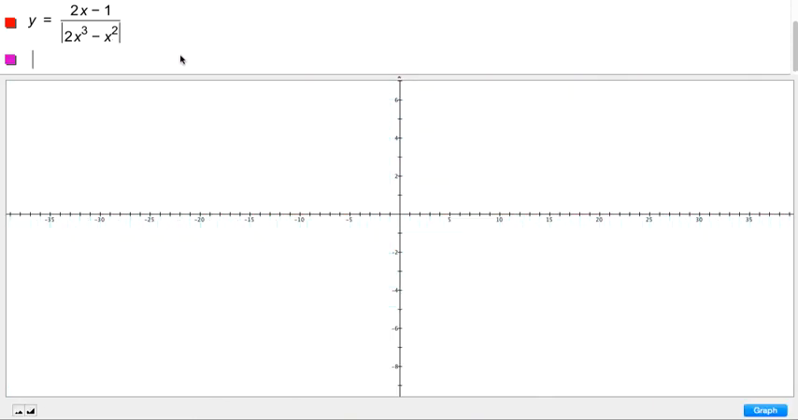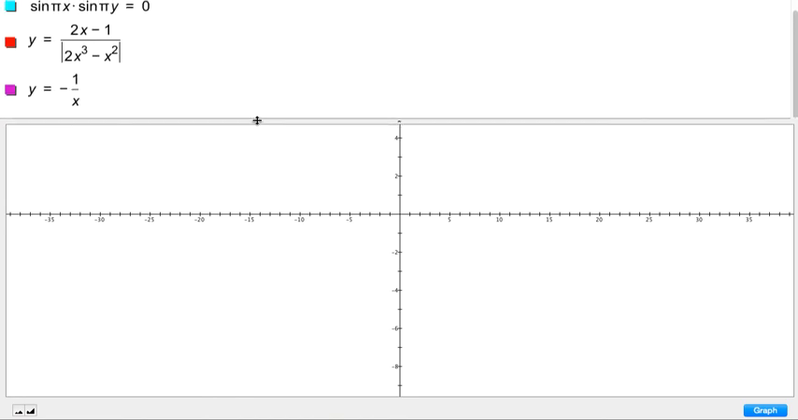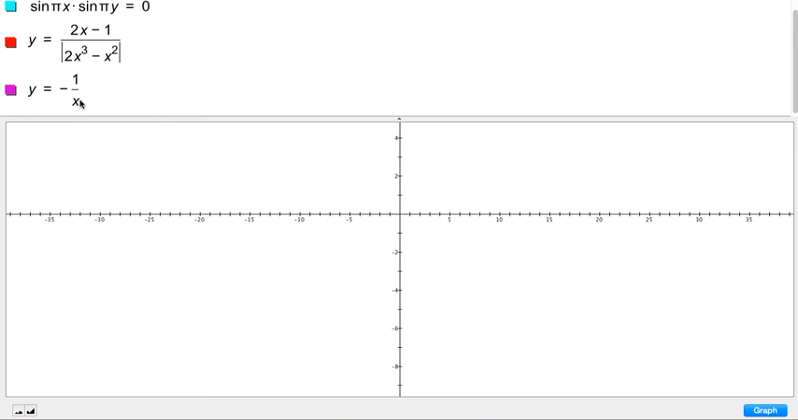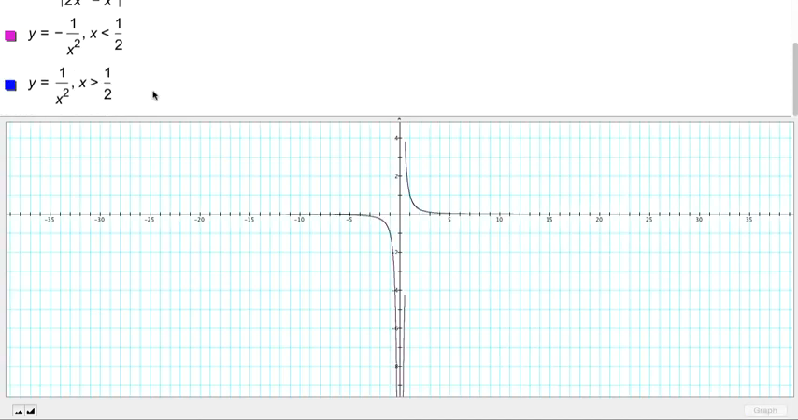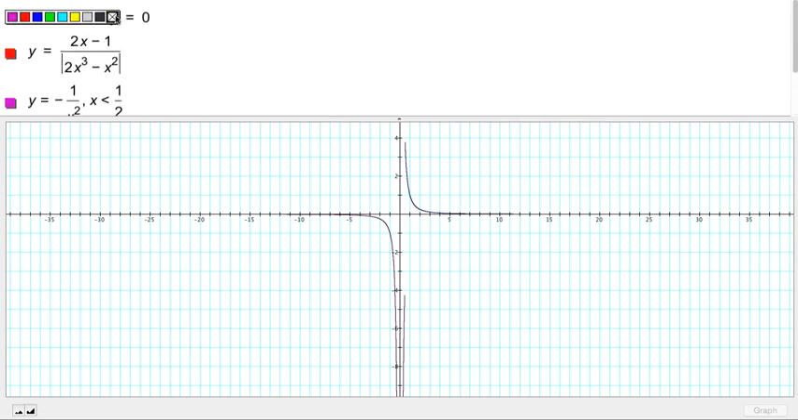So I could also write the function in two pieces, either y equals -1 over x squared, and that occurs when x is less than 1/2, or the second right piece or branch, y equals 1 over x squared, occurring when x is greater than 1/2. And so it's a bit difficult to see. I'll turn off the grid so we can at least see the graph matching.